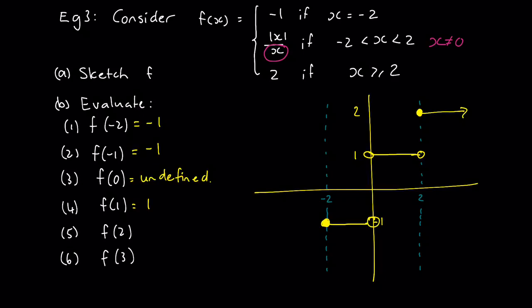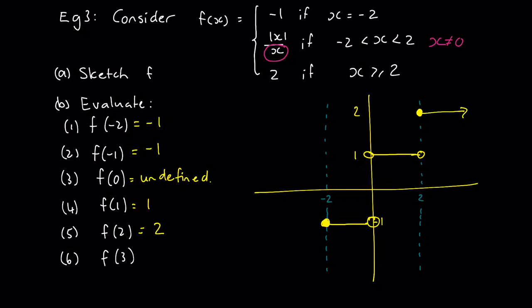Right, question 5, f of 2. We can see that here's x is equal to 2. It is undefined over here, but it is defined over here where the y value is 2. So we would therefore say that f of 2 is defined at y equals 2.